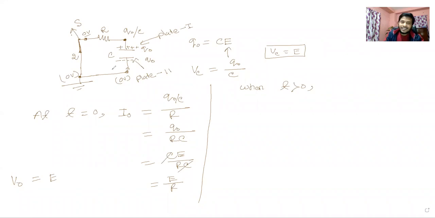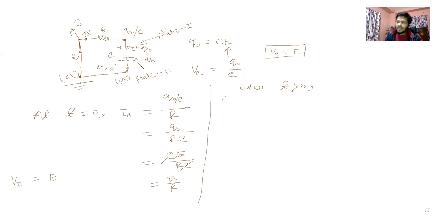And when an electron reaches plate 1, one negative charge and one positive charge will cancel each other, isn't it?